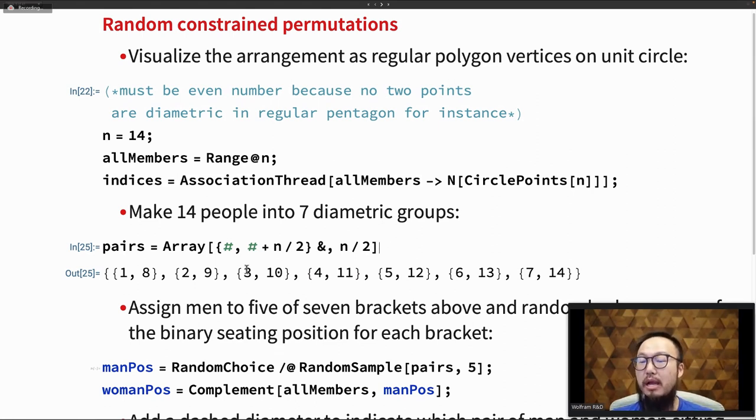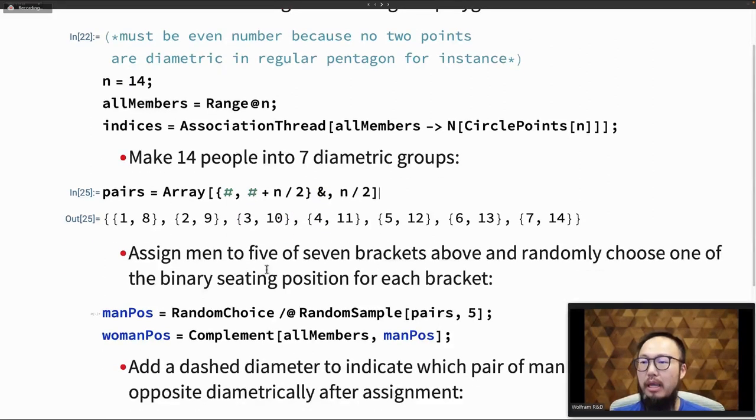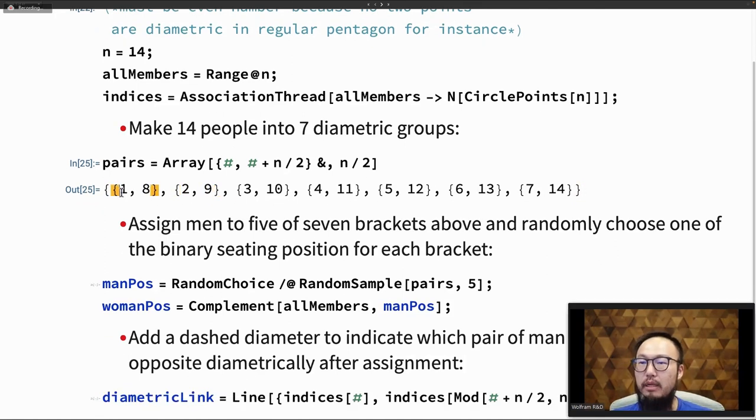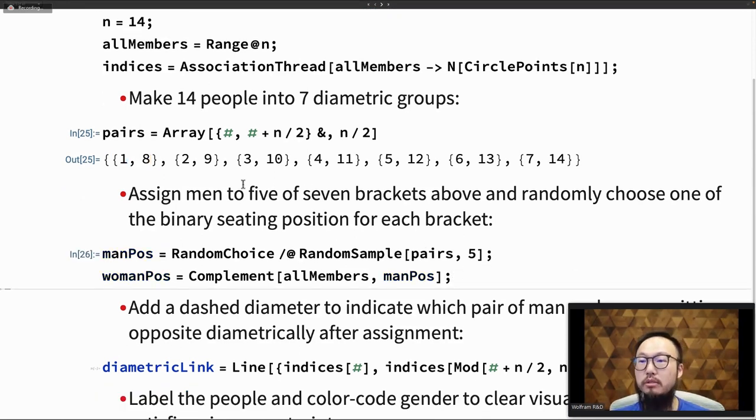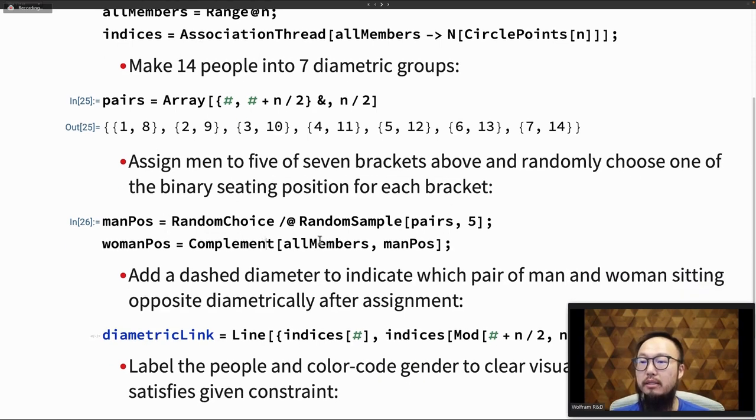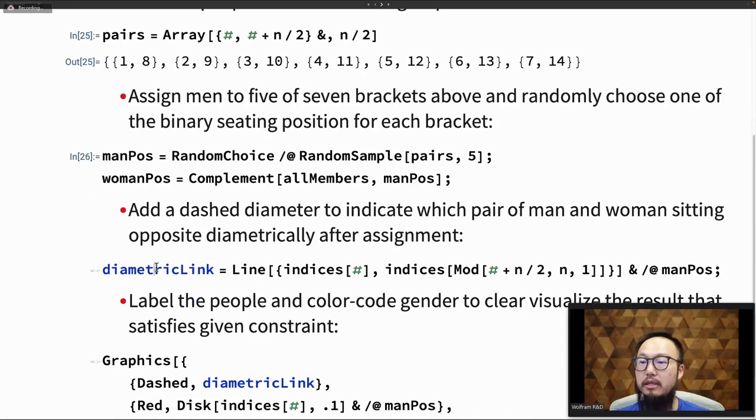Okay, so you always need to have less than half of the population be male, and then you select five of seven brackets above. So what I say is, randomly choose one of the binary seating positions, because binary seating means you can either choose 1 or 8, 2 or 9. So you choose a bracket and find whether it's 1 or 2, or 1 or 8. Okay, so you do that. And once you put the five men in the brackets, for all the women you can just let them sit randomly. Okay, so that's the selection process.